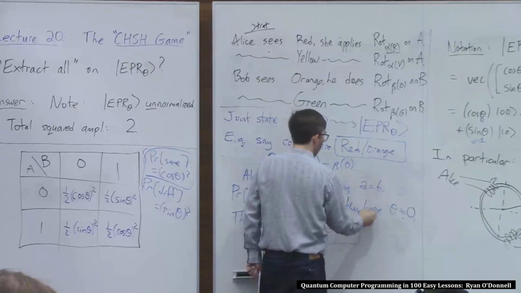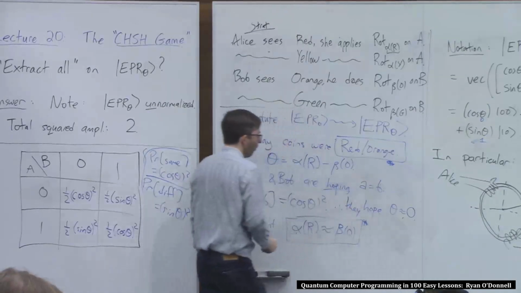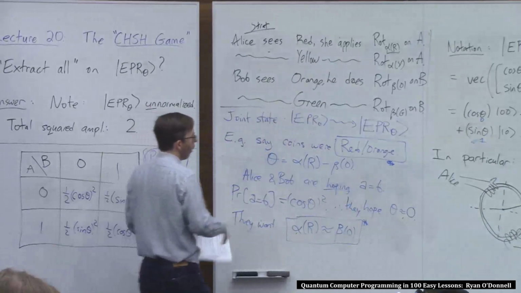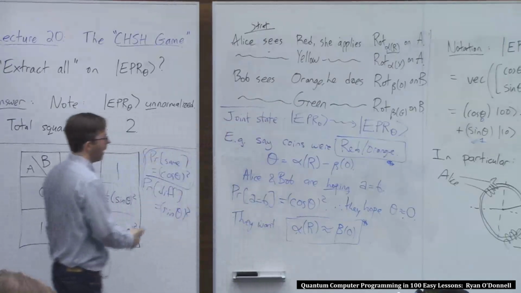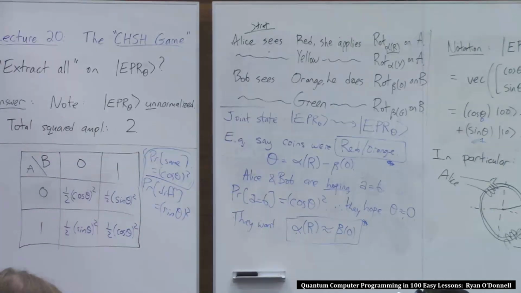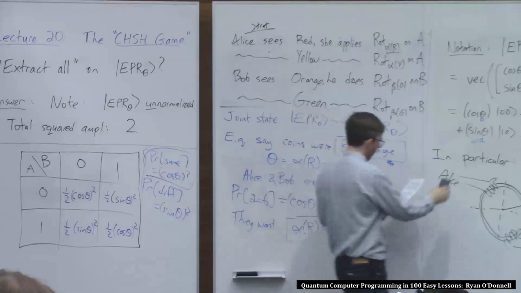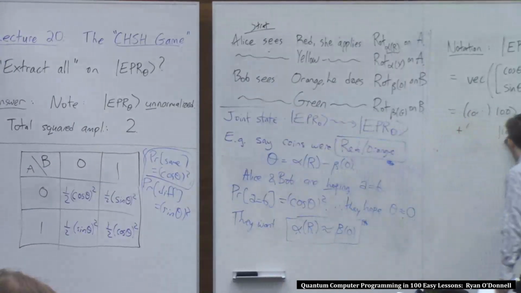So 1 out of 4 times, they're going to see red-orange, and then how well they do is basically dictated by how close this red angle is to this orange angle, which is interesting. It's like saying, oh, they really want this angle to be very close to this angle. So let's just think about the other 4 cases, and maybe you can kind of guess what's going to happen.